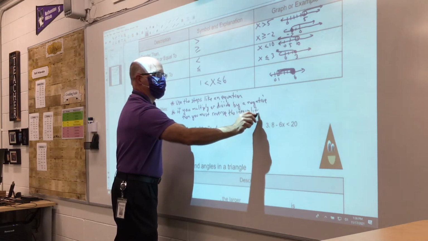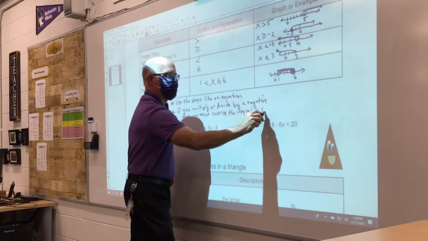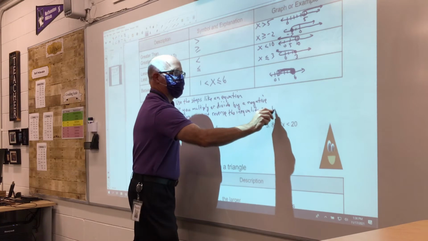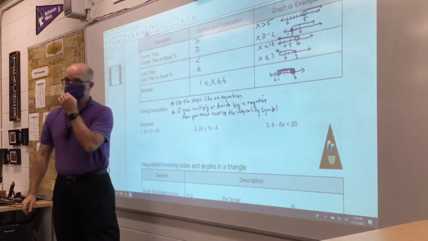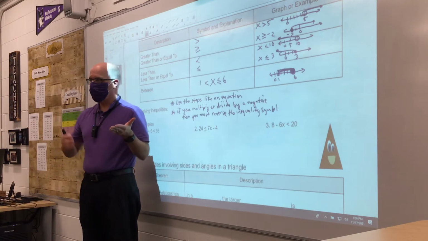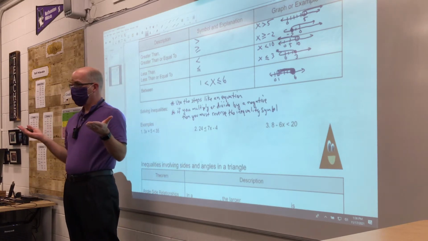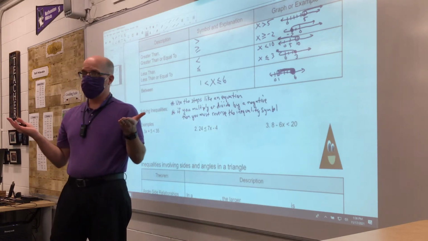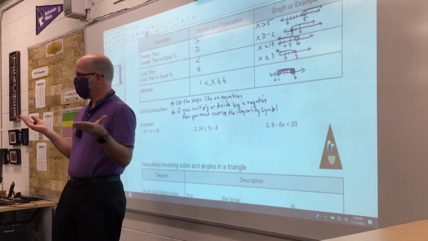Alright, what that means, the inequality symbol, because this order makes a difference. Which is larger, 6 or -2? Which is larger, 6 or -2? 6. 6 is larger, right?